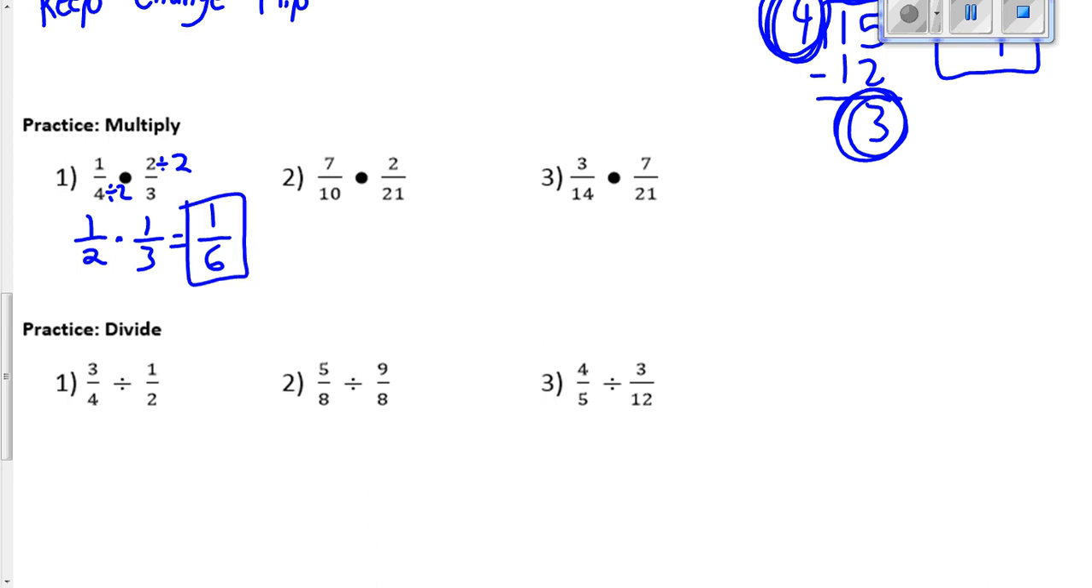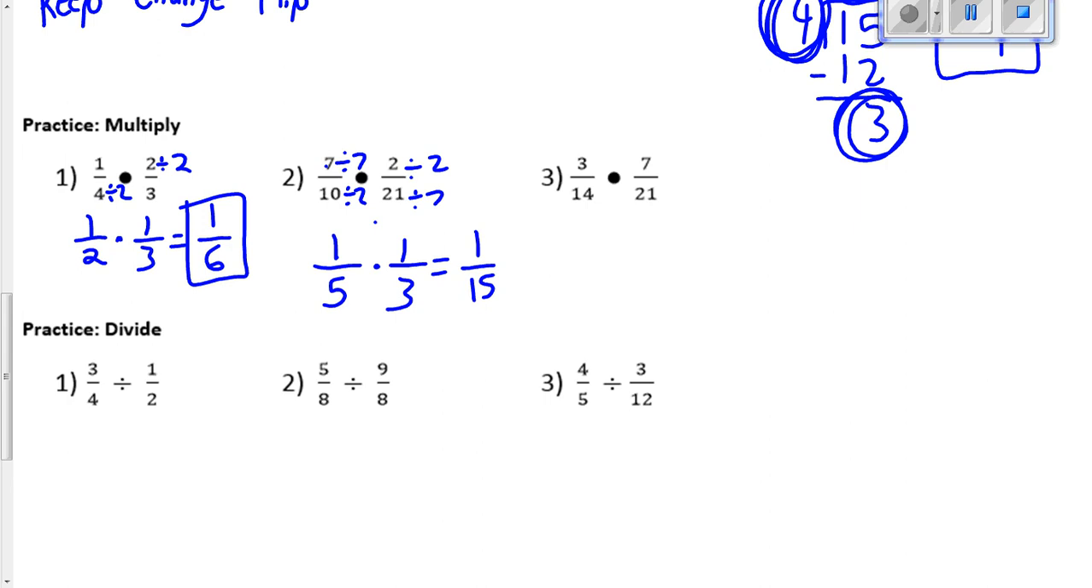All right, this next one. 2 can go into 10, and 2 can go into 2 as well. So I'm going to go ahead and take care of that. Oh, look at that. 7 can go into 7, and it can also go into 21. So 7 divided by 7 is 1. 10 divided by 2 is 5. 2 divided by 2 is 1. 21 divided by 7 is 3. That's going to be 1 over 15. Nice and easy.